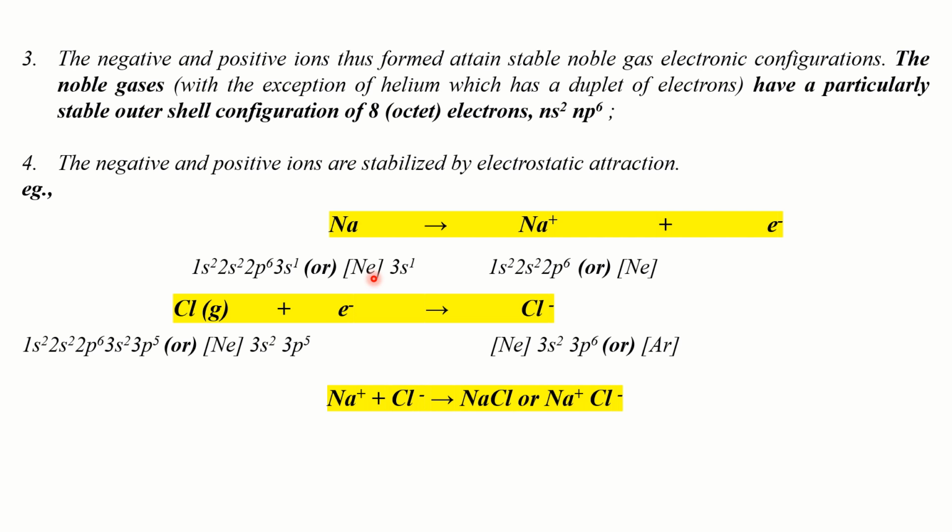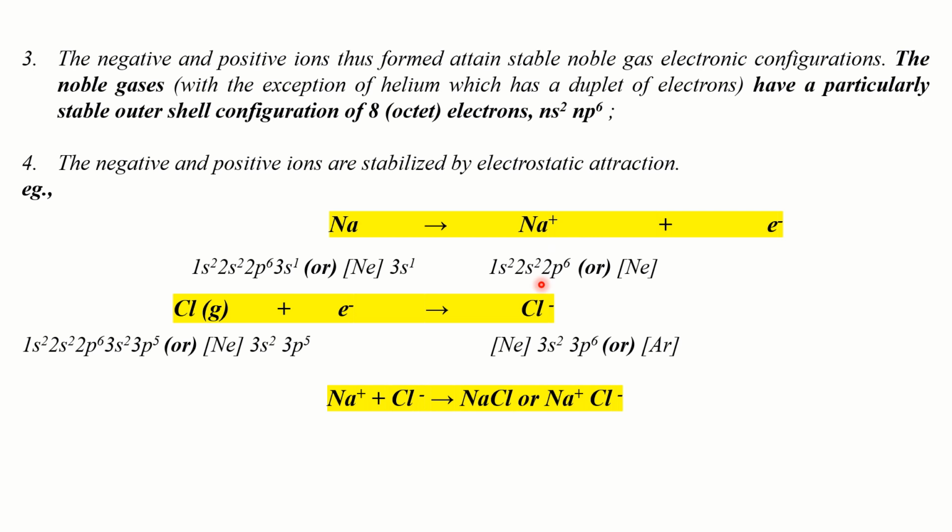So, we can also write the electronic configuration of sodium as neon 3s1. Now, in order to acquire 8 electrons in its outermost shell, sodium readily loses an electron and it becomes Na plus ion. Thus, it acquires the octet configuration of neon as shown.